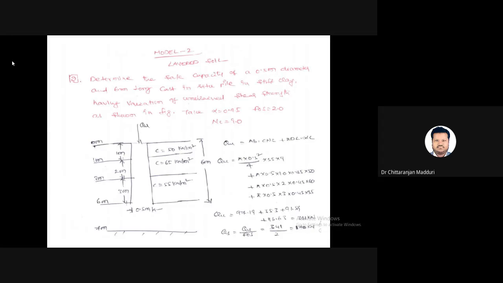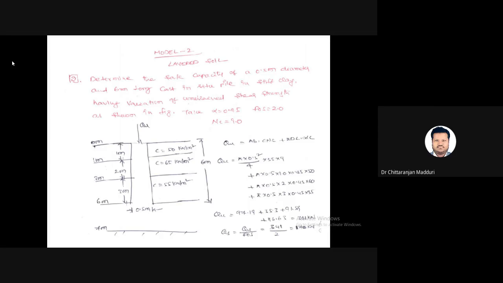But in the second term, pi d into L into alpha into c, this is for the friction component. Here, according to length, the properties change. At the top 1.5 meters, cohesion is equal to 50. The middle 2 meters, cohesion is equal to 65. At the bottom of the pile, the cohesion is equal to 55 kN per meter square. So we need to take them separately.